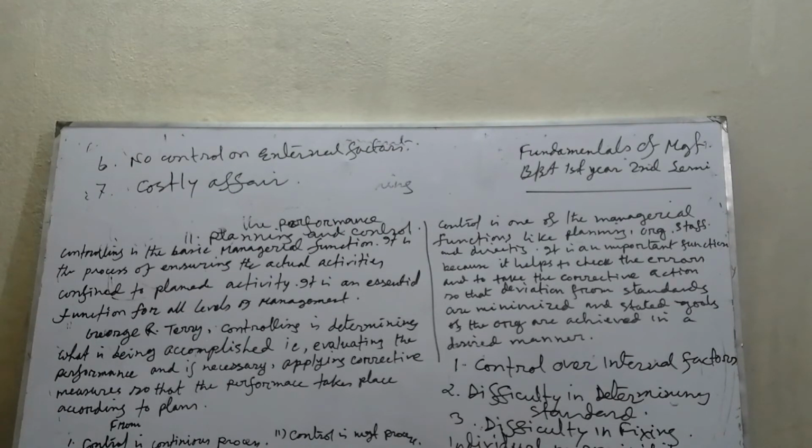Now the limitations are being discussed below. In the first, control over only internal factors. An institution can control only its internal activities: production, sales, purchase, price, production cost, etc. Government policy, taxation system, behavior of consumer or custom, etc., cannot be controlled. That control is only over internal factors.